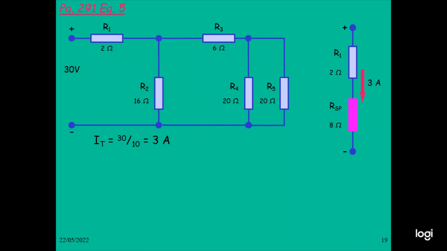Therefore, the total current can be calculated. Supply voltage is 34, total resistance is 10 ohm, you got 3 ampere. And V1 can be calculated. V1 is for the resistance of 2 ohm and current 3 ampere, you got 6 volt.